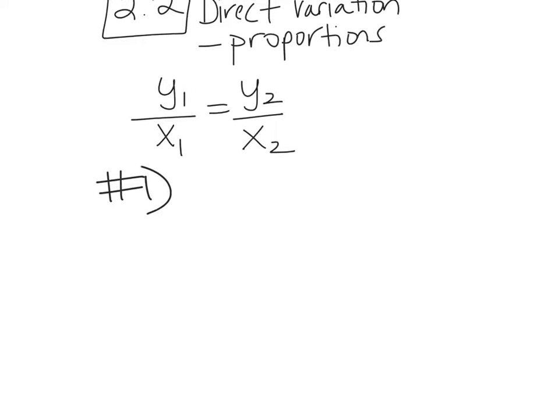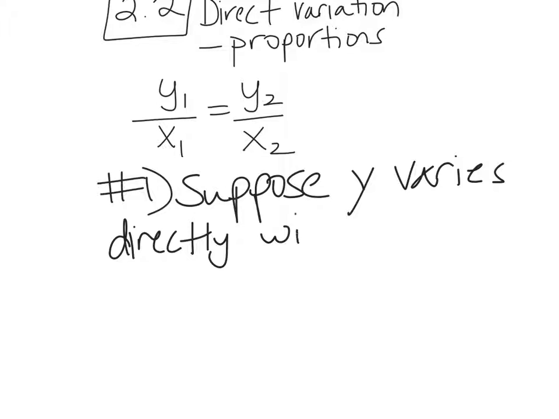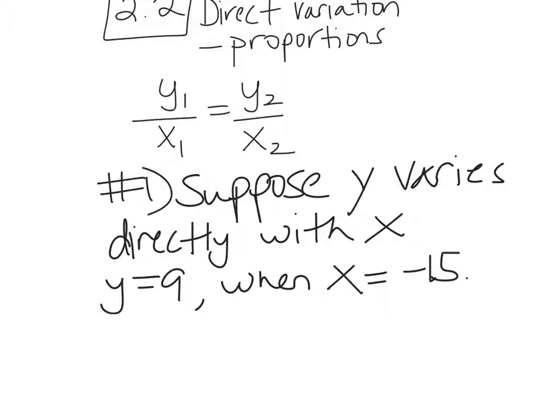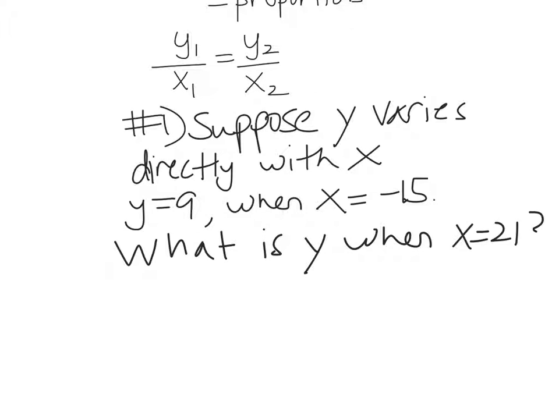Number 1. It says here that suppose y varies directly with x. They have to say that to you because there are other variations, like inverse variation. So they'll start off with that, which means you need to set up a proportion. And they say that y equals 9 when x is negative 15. They'll always give you 2 things that go together. And then they'll ask, what is y when x is 21? This is a really good SAT type of question. You've seen this before, maybe on the PSAT.